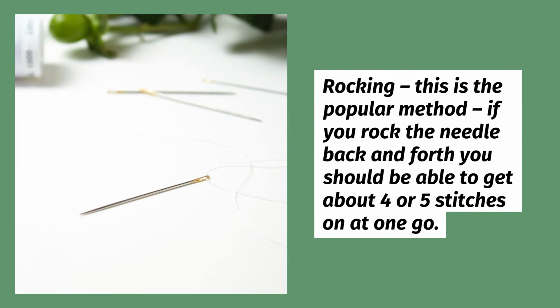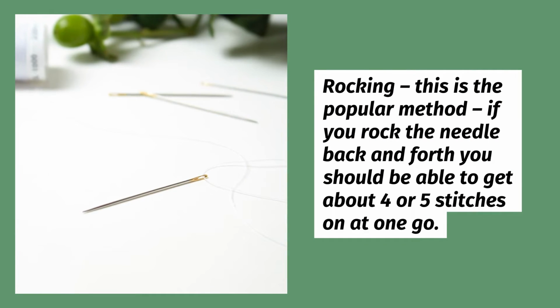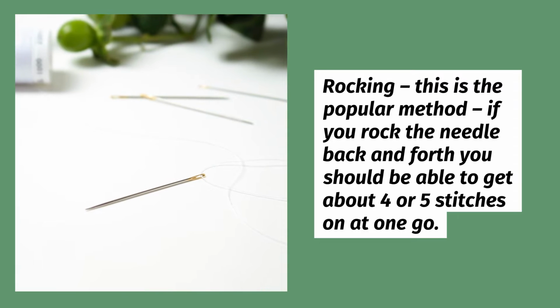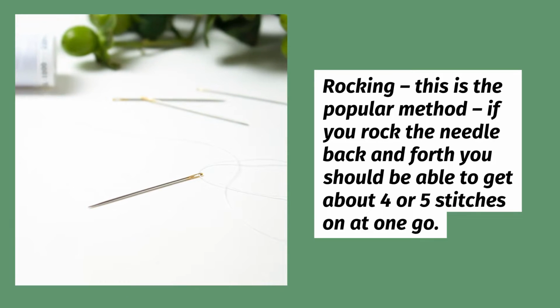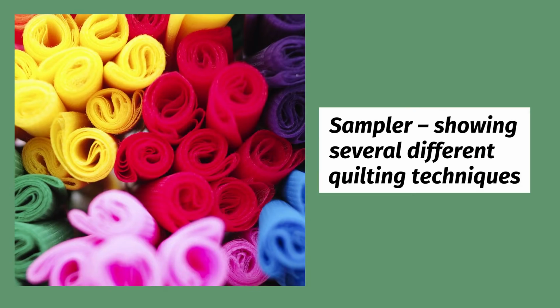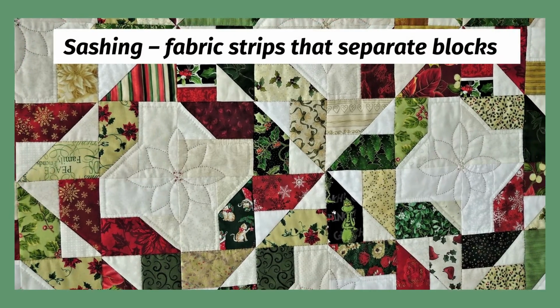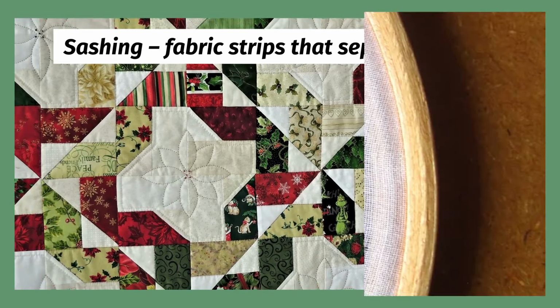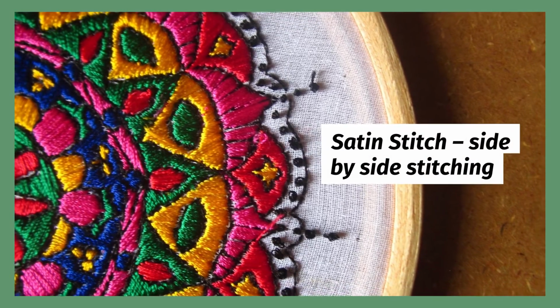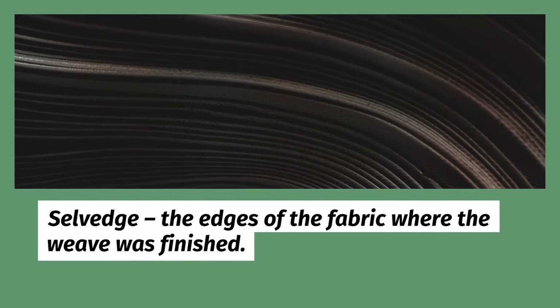Rocking, this is the popular method. If you rock the needle back and forth, you should be able to get about 4 or 5 stitches on at one go. Sampler, showing several different quilting techniques. Sashing, fabric strips that separate blocks. Satin stitch, side-by-side stitching. Selvage, the edges of the fabric where the weave was finished.